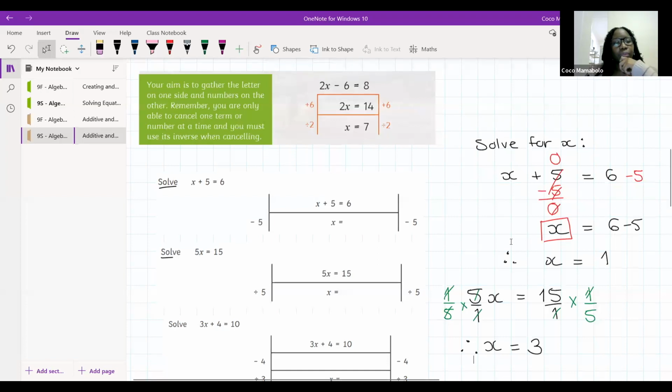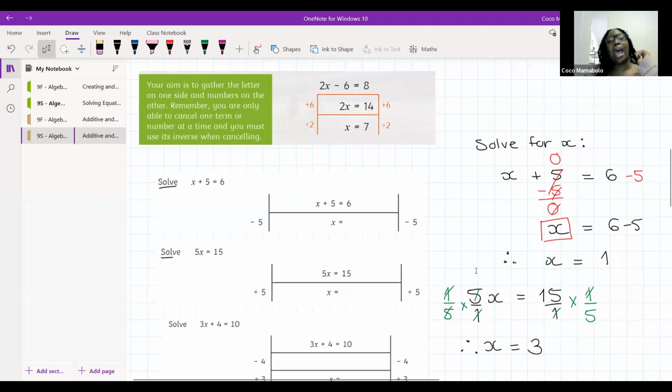I just wanted to ask a question about the previous thing. Is it that if you get the same x over 5 and then you divide the 15 by 5, then the 5s on the left cancel each other? No, not at all. You are 100% correct. You can do that.